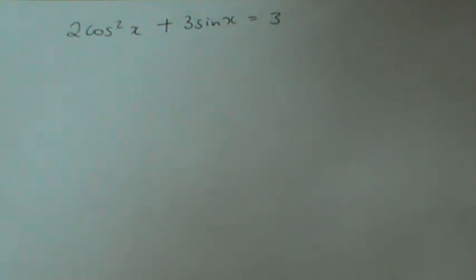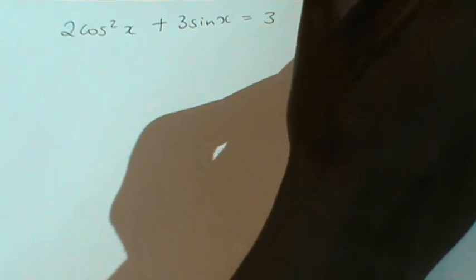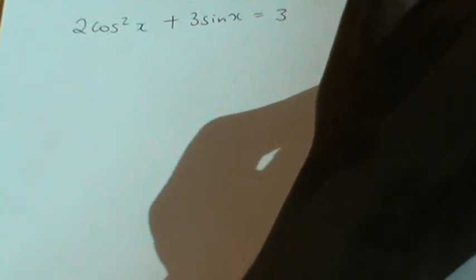Okay, there is a question. So here I have 2 cos squared x plus 3 sine x is equal to 3, and again I want a solution where x is between 0 and 2 pi. So this time I'm going to change up the solution a little bit.